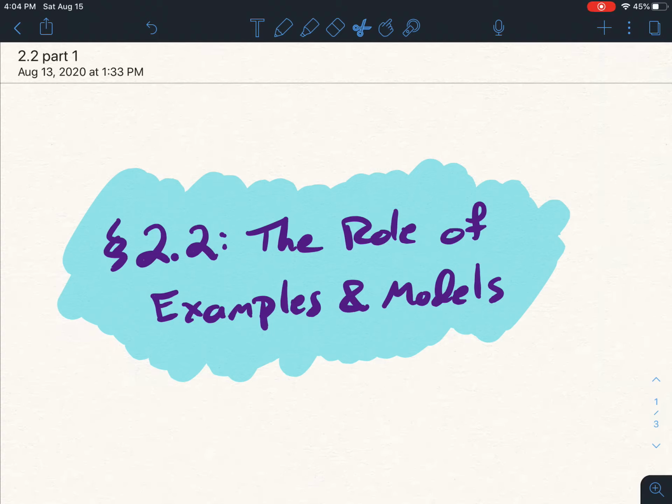In this section, we're going to be talking about the role of examples and models in math. In this class, we're going to be doing a lot of proofwriting. And one thing that I'm going to be emphasizing a lot is that each and every one of your steps has to be explained and justified. Right? So why is that?